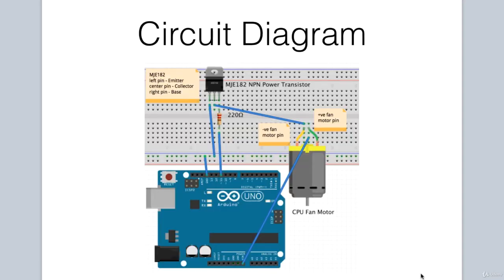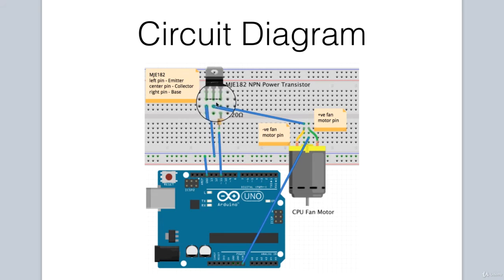Let's take a look at our circuit diagram for our project. This is our MJE182 NPN power transistor, and the pins labeled from left to right are the emitter, the collector in the center, and the base on the right hand side. So first we connect the ground pin of the Arduino to the ground rail. Then, in wiring our transistor, we connect from the emitter to ground.